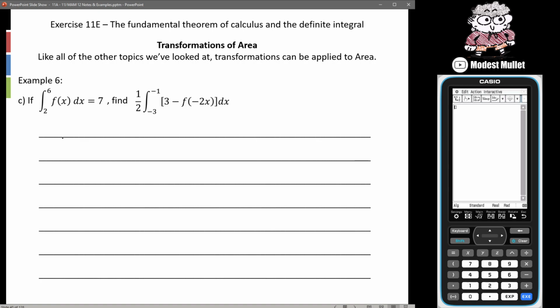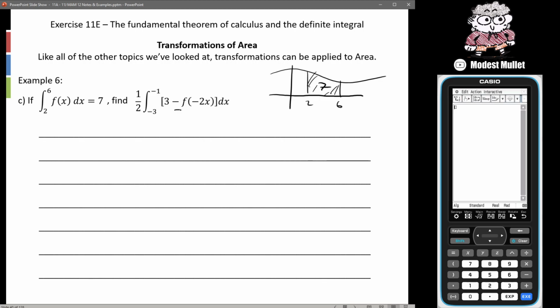Right, let's have a go. And we'll make this the last slide. If between 2 and 6 f of x dx, the integral of that is 7. So again, let's just draw a little random line between 2 and 6. The area is 7. That's what we're told. Find half of between -1 and -3 of 3 minus f of -2x dx. Ooh, that's a lot. That doesn't look nice.